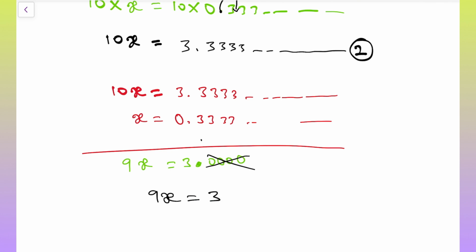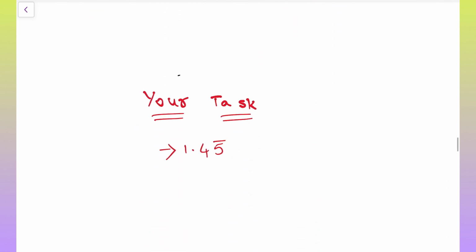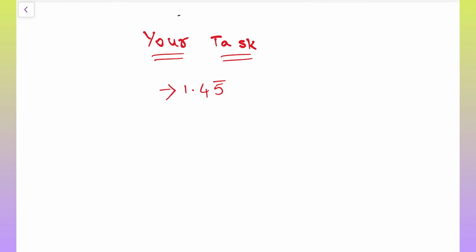So we need to find the x value, then take 9 to this side. So it will become x is equal to 3 divided by 9. 3 ones are 3, 3 threes are 9. So the x value is equal to 1 by 3. What exactly does this x mean? x is nothing but the p by q form of 0.3 bar. Now your work is this one. Find or write 1.45 bar in p by q form.